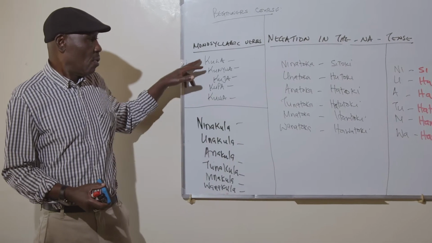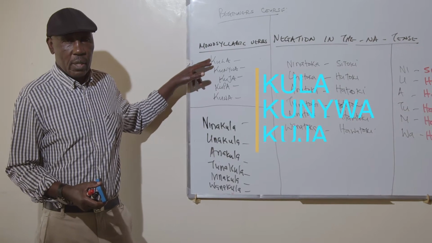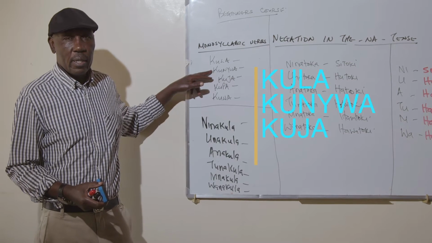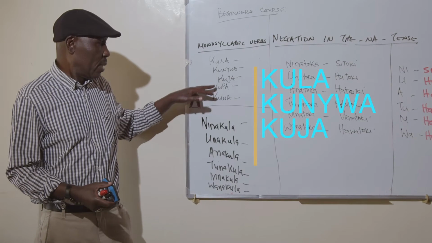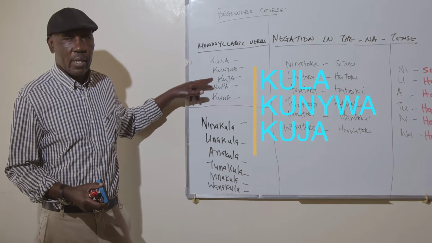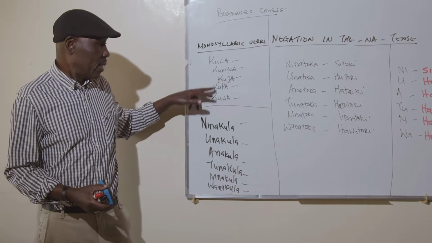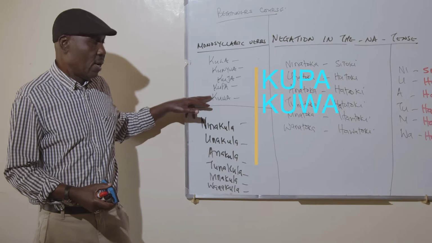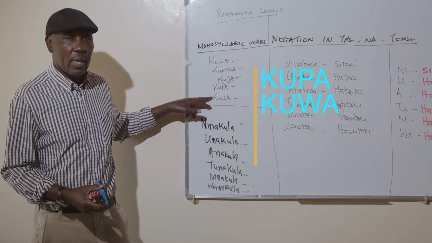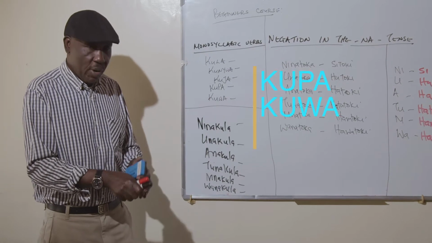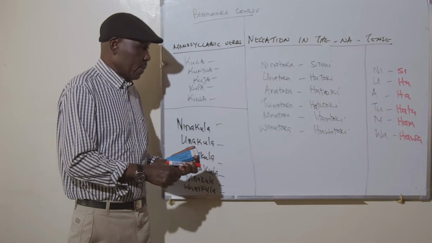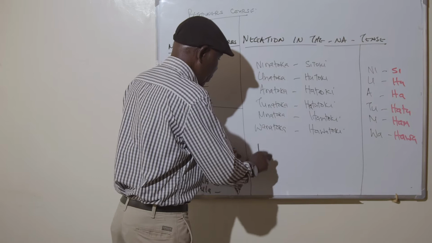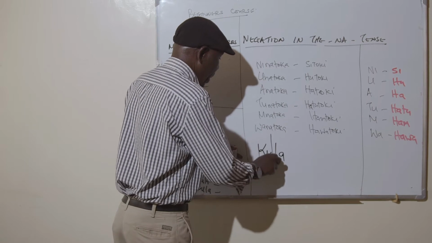I have kula, kunywa, kuja, kupa, kuwa. Now, they are monosyllabic verbs because if you look at the construction of the verb kula, it has only one syllable.